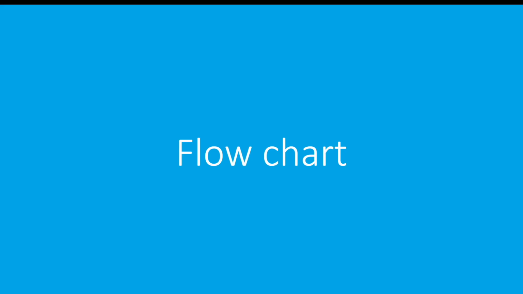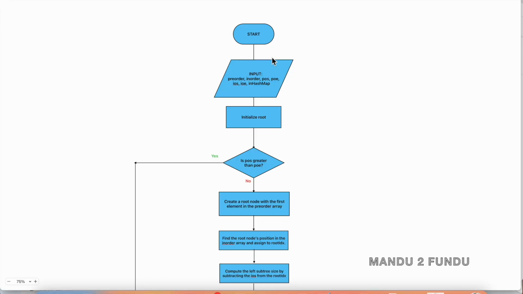Let's look at the flowchart. Input for this procedure is the preorder output array and the inorder output array, and then the starting position of the preorder array and the current ending position, and then the starting position of the inorder and the ending position of the inorder output array, and then the hash map, the inorder outputs hash map, which contains the value and the index at which it is present in the inorder output array.